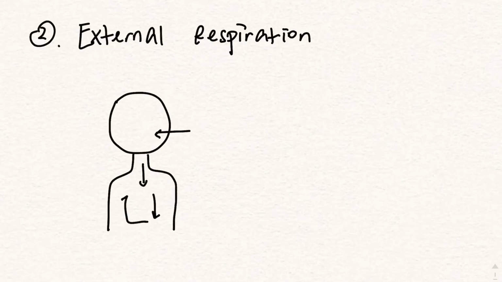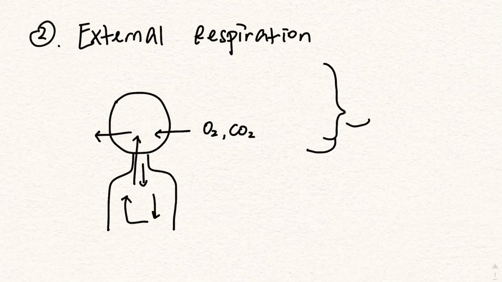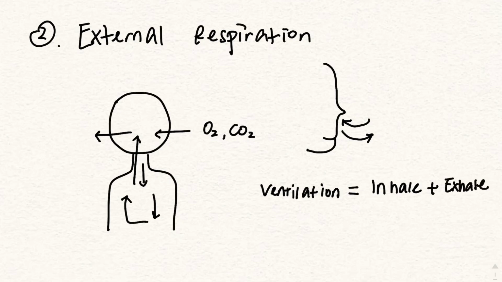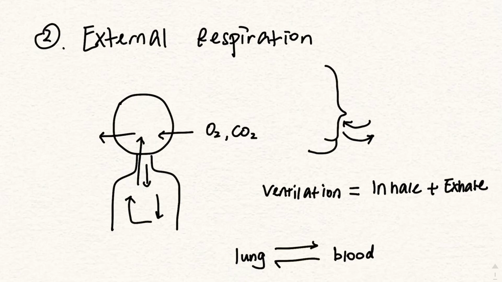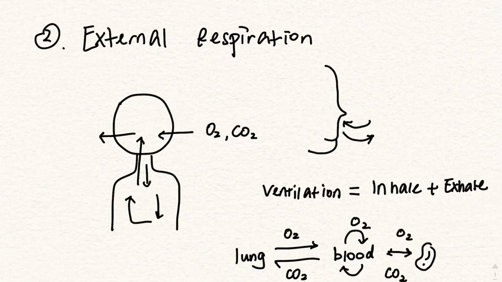External respiration is the process of exchanging gases between our body and the external environment. It happens in our lungs, where we breathe in oxygen from the air and release carbon dioxide back into the air when we breathe out. External respiration is where breathing takes place through four integrated processes, which are known as ventilation and gas exchange, which we will talk about in a bit.